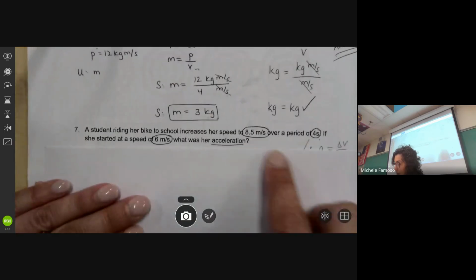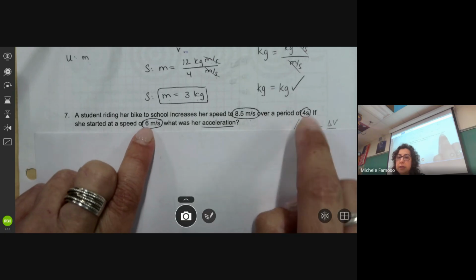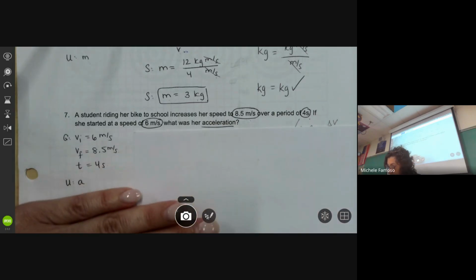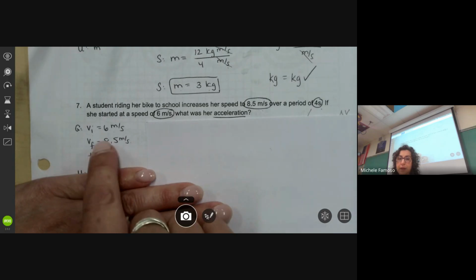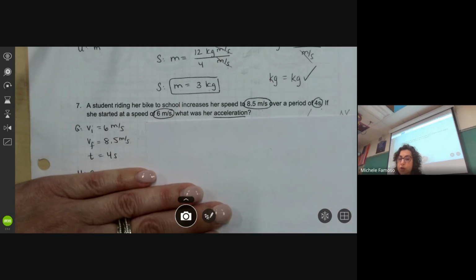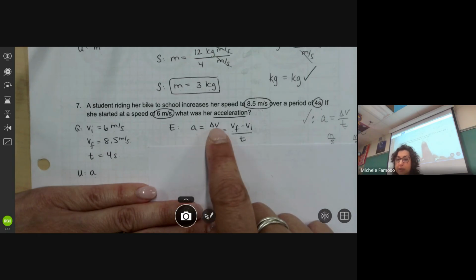Number 7, we should have circled these 3 measurements, 8.5 m over s, 4 s, and 6 m over s. You should have underlined the word acceleration. Again, this is from the mechanics page of your reference table. And the variables are vi, which is 6 m over s, that's the starting or initial speed. vf, which is the ending speed, final speed, 8.5 m over s. And t, which is 4 s. The unknown is a. The equation I used to solve was a is change in v over t.